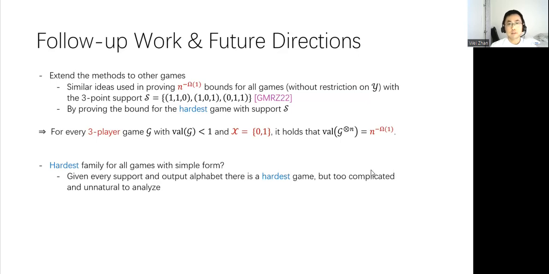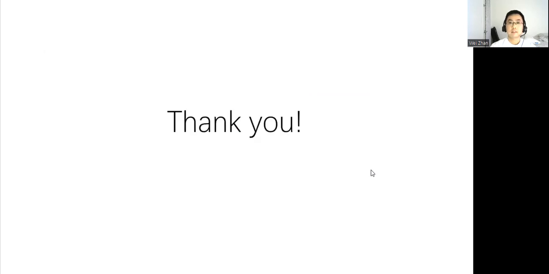So I'm curious, do we have a hardest family of games that can cover all games, and that also have some simple form to analyze? Because we do have a hardest game for every support set and output alphabet via some syntactic construction, but it's too unnatural and hard to analyze. And finally, now that we have extended the border of the games for which we have bounds, and specifically the anti-correlation game with the exponential bound, do we have some interesting applications from those bounds? And that's the end of my talk. Thank you.